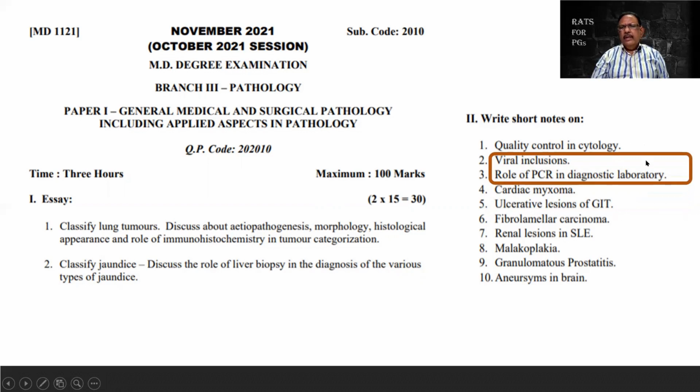We have been harassed by this COVID virus. So look at the question over here, and it is November 2021, where they have asked viral inclusions, and the role of PCR in a diagnostic laboratory. Both are obviously linked to this. So if there is any happening like that, I would like you people to kindly concentrate and read all the related topics. Viral inclusions, viral hepatitis, all can be asked as questions. So this is one.